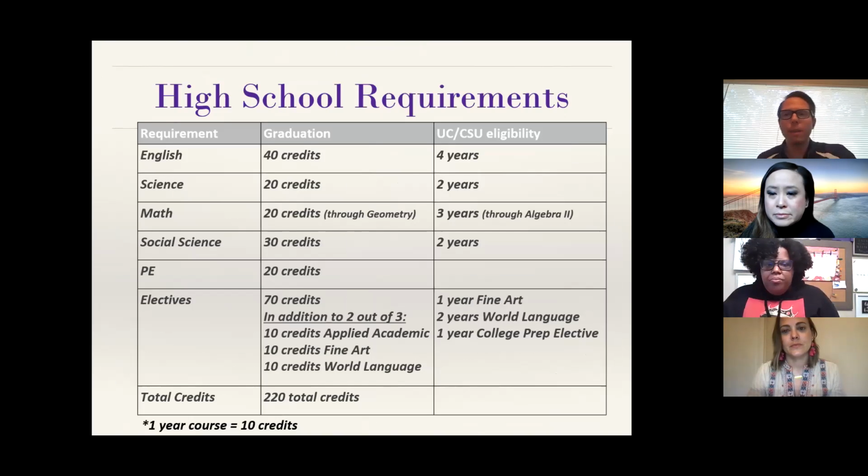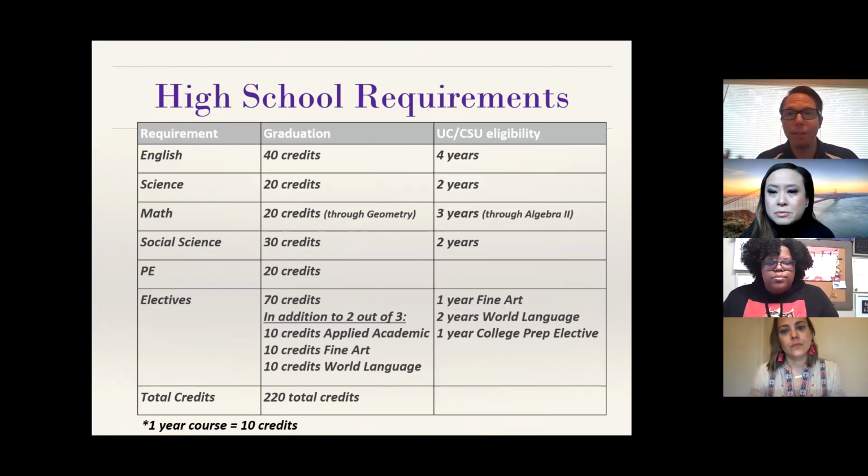Okay, let's talk a little bit about the high school requirements. On this slide, you can see the subjects are in that left-hand column there: English, science, math, etc. In the middle, we have the graduation requirements, so that's to graduate high school. A one-year course is worth 10 credits. So each semester of a course is 5 and then another 5. So for the full year, you get 10 credits.